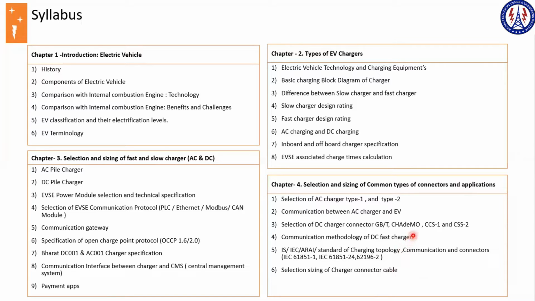CCS1 has a different type of communication mode, CHAdeMO has a different type of communication mode, and GBT has a different type of communication mode. All those aspects we will cover within module 4. We will also address your gun and connector part, very specific to that, and how to select and size that gun. That we will address in module 5.